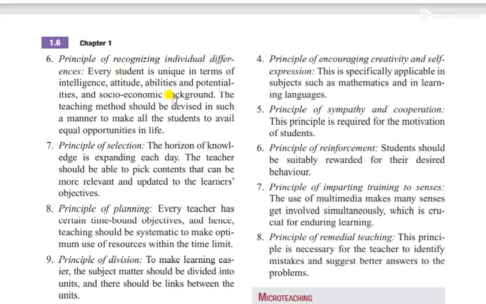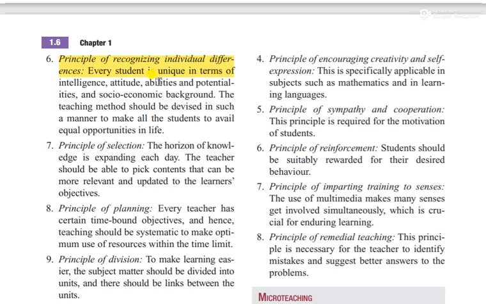Okay, now another principle is the principle of recognizing individual difference. Actually, all students don't have the same attitude, the same belief. Every student is individual, every student has their unique interest, because every student comes from a different background. The family background of all the students is not the same, so that's why, under the principle of recognizing individual difference, teachers should realize that all the students have their own unique character, unique behavior. So on the basis of that, we teachers should adopt the teaching.